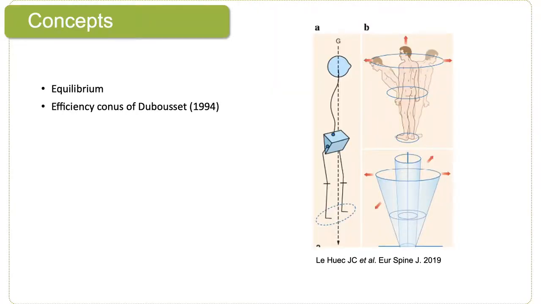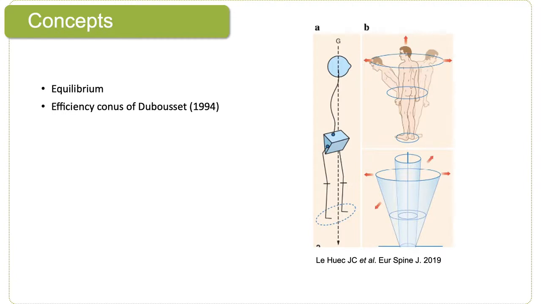We have some concepts. The equilibrium is a state in which opposing forces are balanced, and the spine should be in equilibrium with the least effort possible. In 1994, Dubousset described the concept of the cone of economy. You may see in the image on the right that the central part of the cone is a cylinder and represents the relaxed position. The larger the base of the cone, represented by the head, the greater the effort the muscles make to rebalance and maintain equilibrium in the upright position.